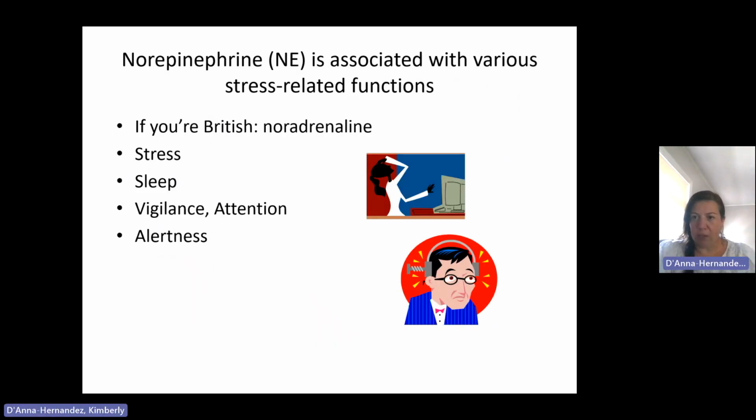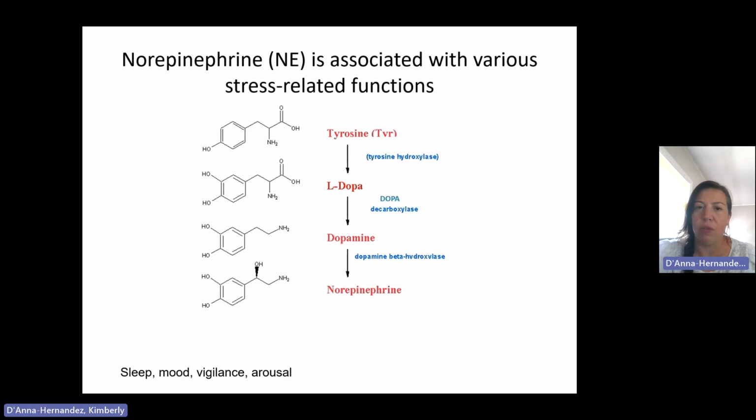Now, norepinephrine is also a catecholamine, which means that it's derived from the same amino acid as dopamine is. So if you're British, they call it noradrenaline. I don't know why we have different names, but you will not hear the receptors referred to as norepinergic. They're referred to as noradrenergic. So that comes from the noradrenaline. So norepinephrine is associated with various stress-related functions. Think about anything that is altered in stress: sleep, attention, vigilance, right? The norepinephrine is going to be important for those types of things.